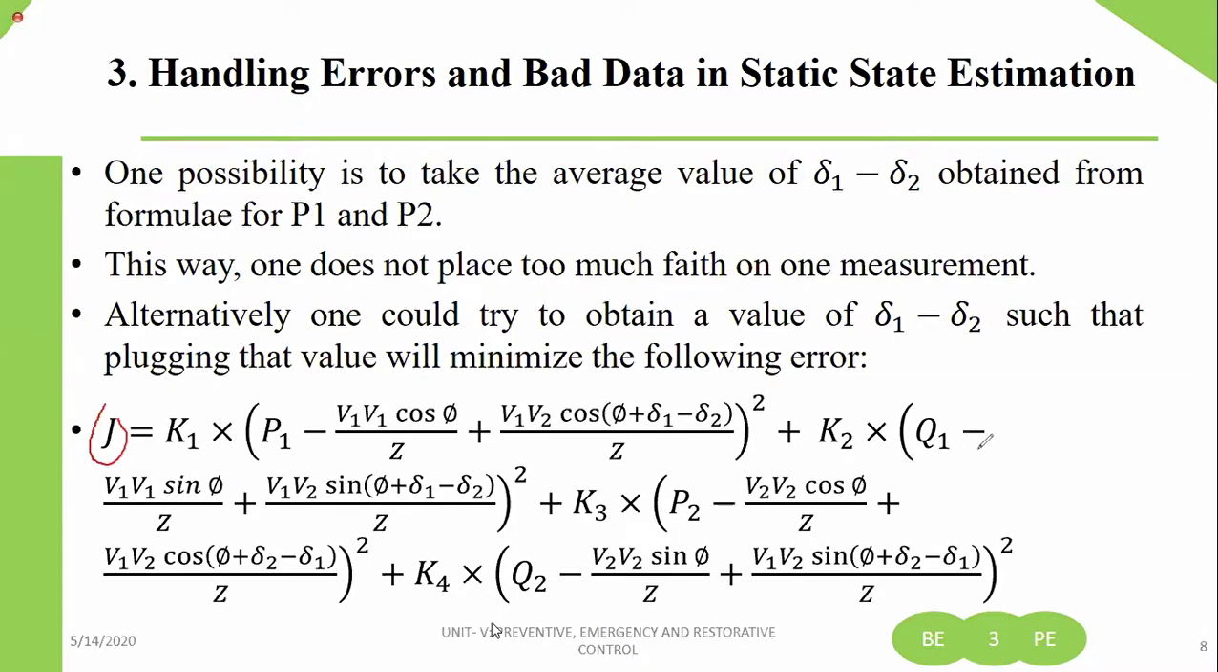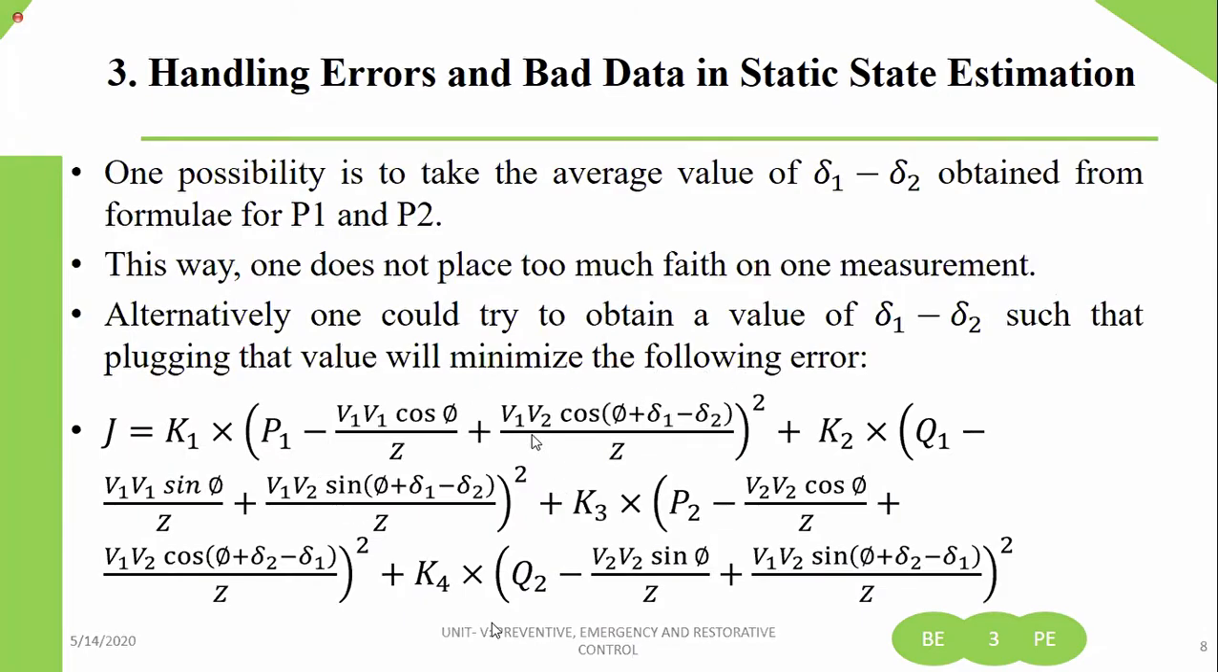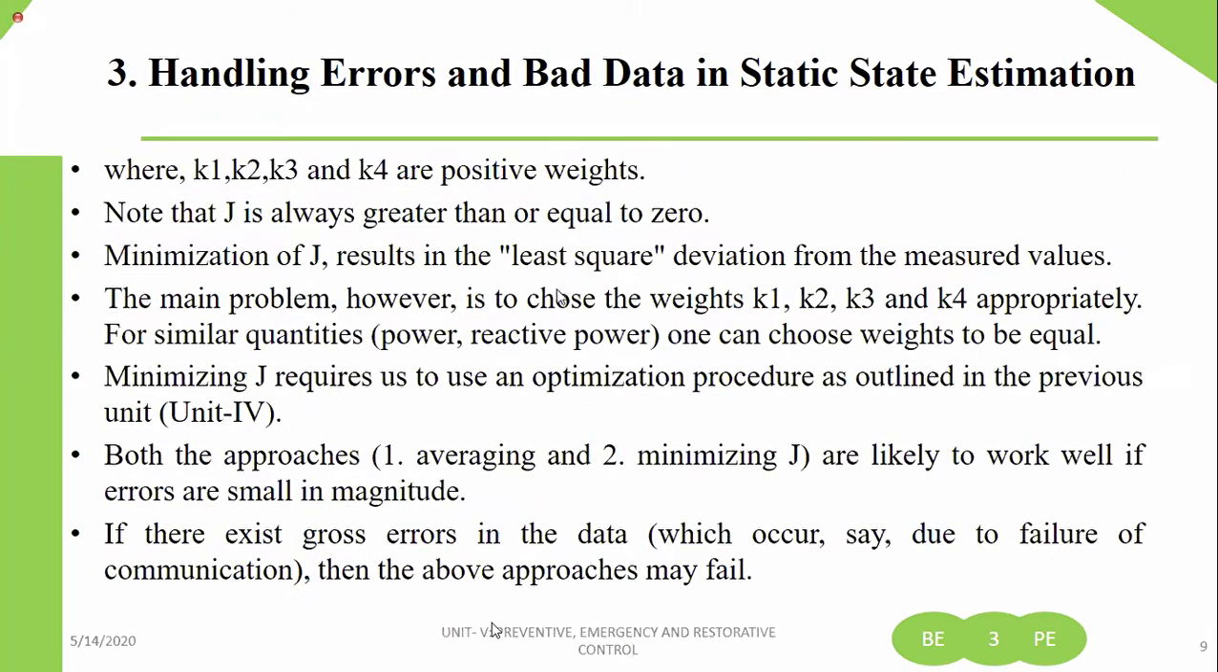And then k2 into q1, whatever formula you have, you square it, plus k3, and then for all four data you do this. Substitute here. We have to minimize this, where k1, k2 and k4 are positive weights. It is a positive weight, and J is always greater than or equal to 0. And then you use the concept of optimization, that is, minimization of J results in the square deviation from the measured value.